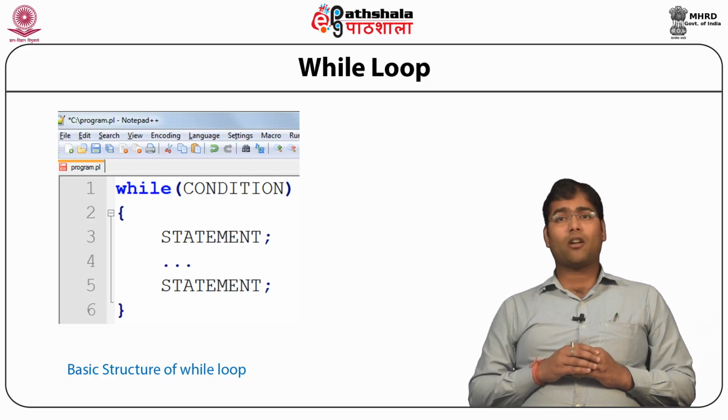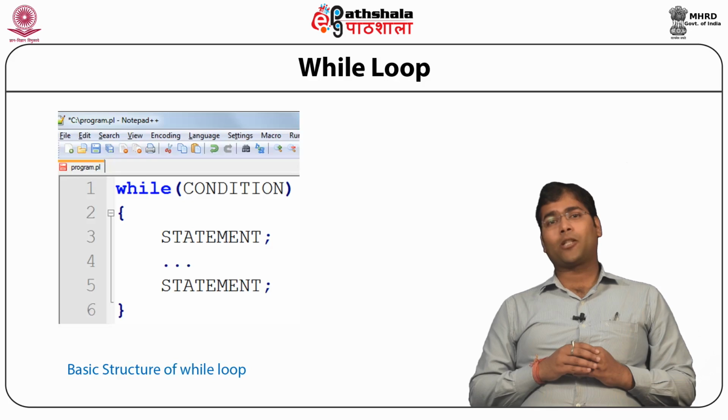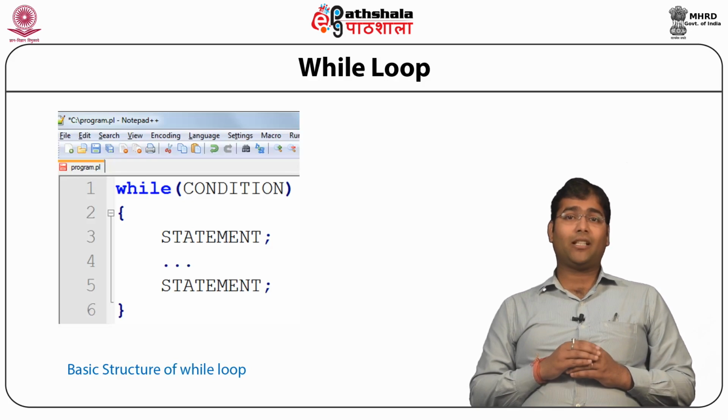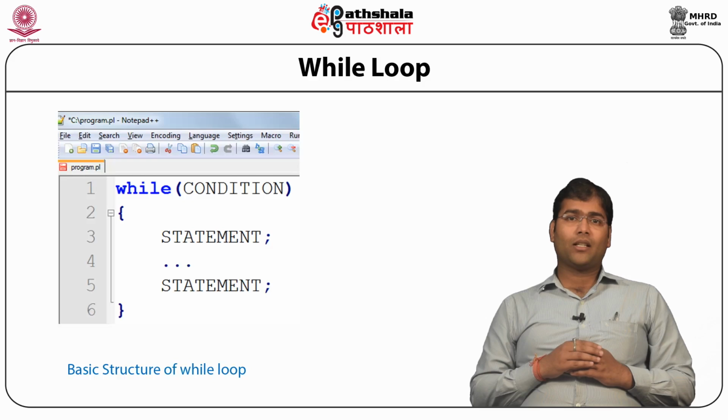The basic structure of the while loop is while in brackets, which can have an expression, followed by curly braces with a block of statements, which will only execute several times if the condition is true.